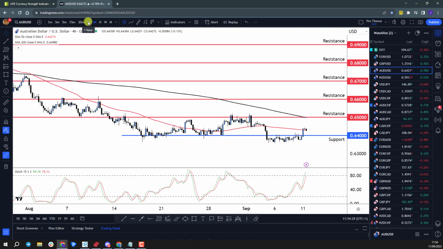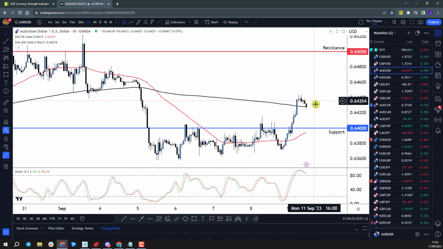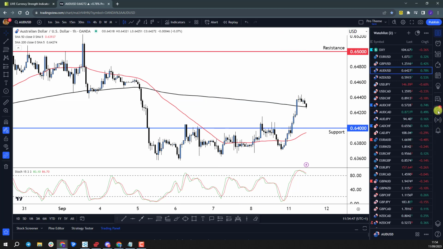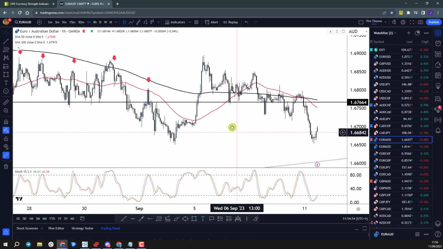From a stochastic point of view, if we take a look at the hourly stochastic, yes, it could be giving us a little bit of something. But, you know, are we willing to put risk here to try and trade that to the downside when it is the strongest currency on the day? Yeah, probably not there. I'd rather look at it maybe against weaker currencies. So Pound Aussie is one of those. Euro Aussie could be one as well.